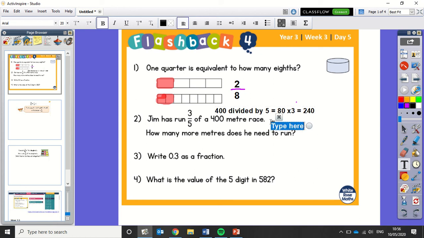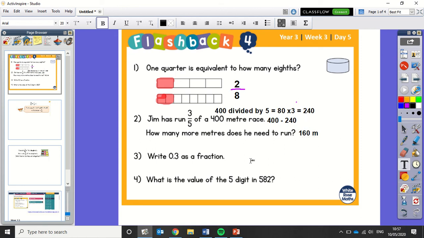So I now need to do 400 take away 240, which gives me the answer 160. Sorry, I did that wrong at first. There we go. Now my answer isn't done because I haven't said 160 what? I need to make sure I put my meters on the end. So he's already run 240. He needs to run 160 more meters.